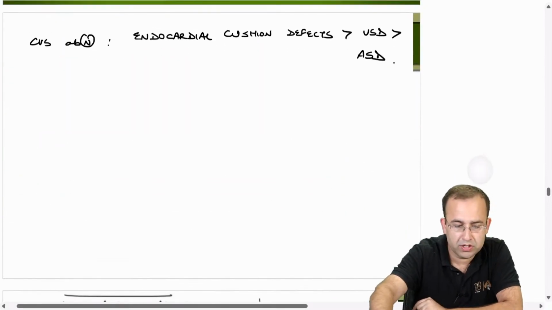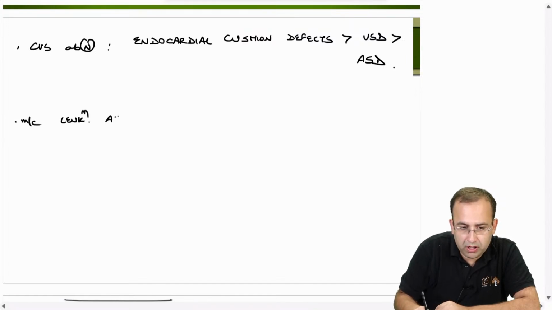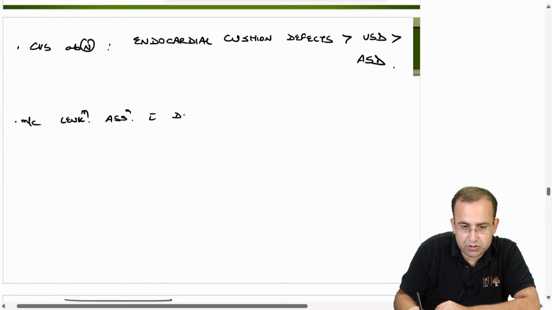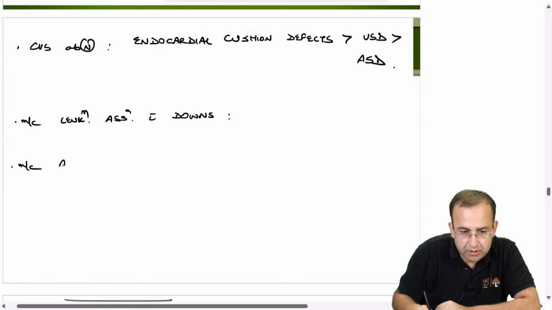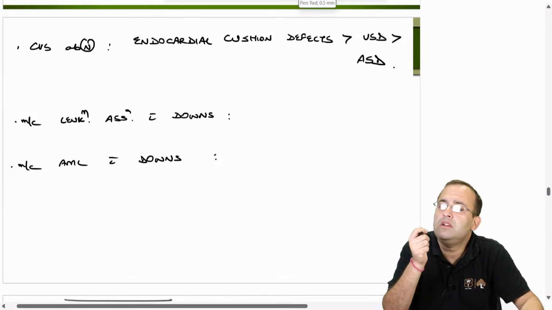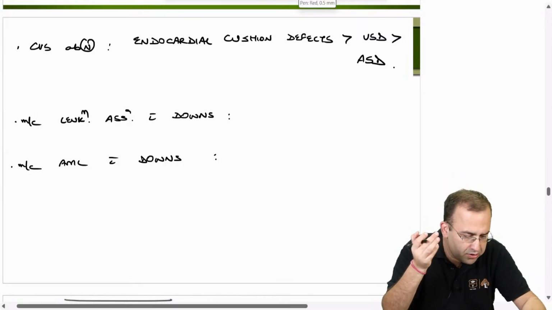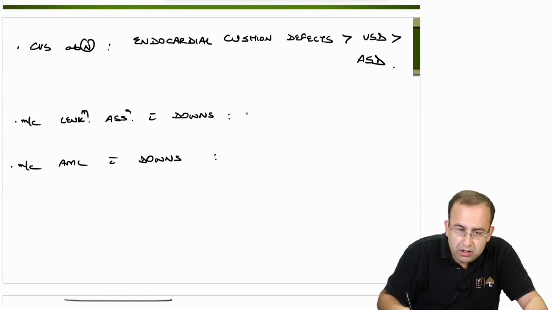So there are 2 questions which I want you to tell me. Most common leukemia associated with Down syndrome. And most common AML with Downs. So firstly, most common leukemia with Downs. Down syndrome occurs in children, so most common leukemia in Downs being ALL.